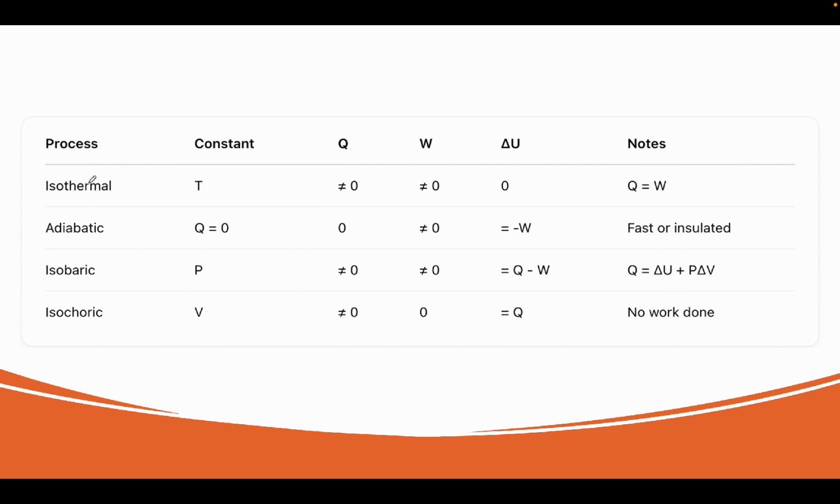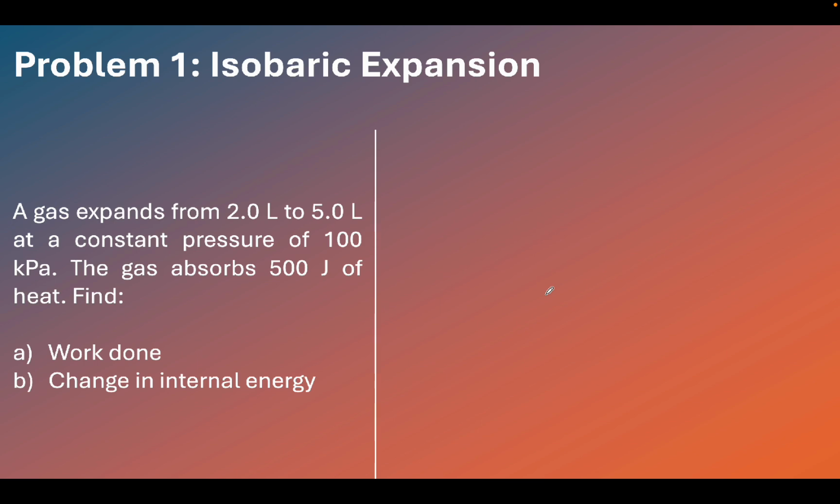So we have isothermal, adiabatic, isobaric, and isochoric. Isothermal is constant temperature. Adiabatic is where the heat is equal to 0. Isobaric is constant pressure and isochoric is constant in volume. So we have here the heat, whether it is equal or not equal to 0, the work done, and also the change in the internal energy. Now let's try to solve some examples regarding the thermodynamic processes.